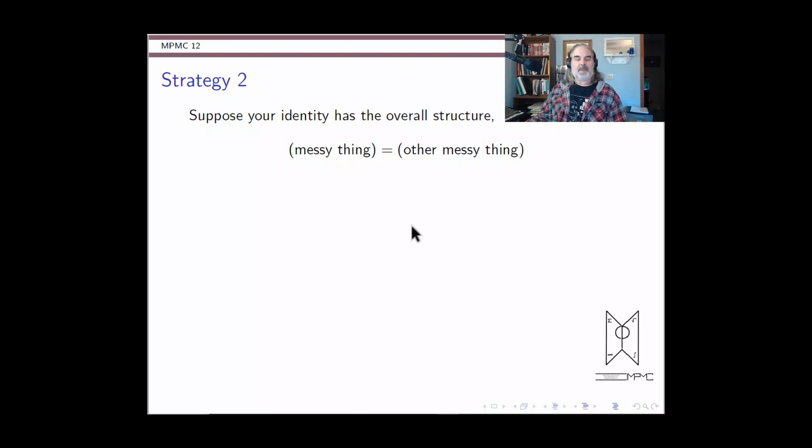Okay, the other strategy that usually comes into play for these things is where you have a trig identity that might be a messy thing equals another messy thing. And so it's not immediately obvious, like we should take the one on the left and evolve it to the one on the right, or start with the right and evolve it step by step back to the one on the left.